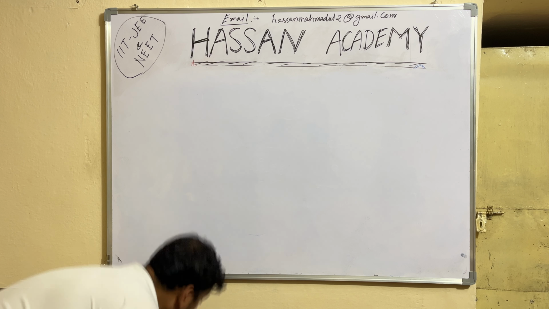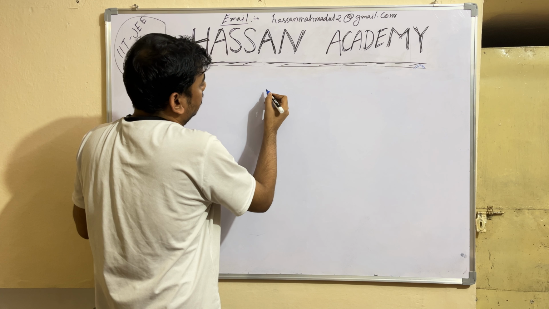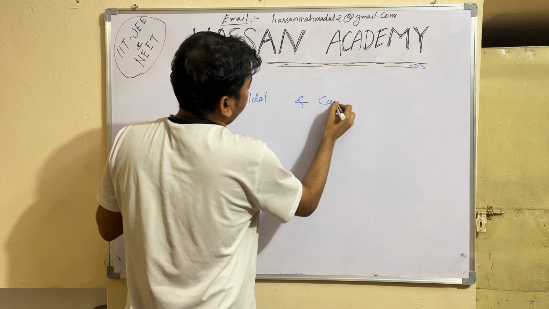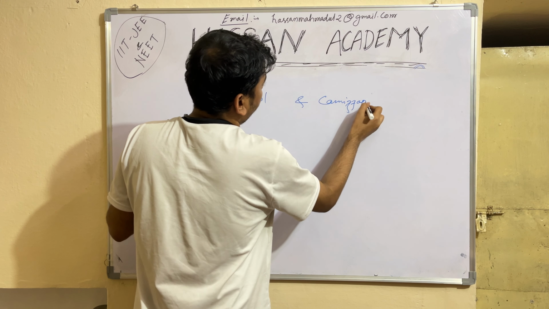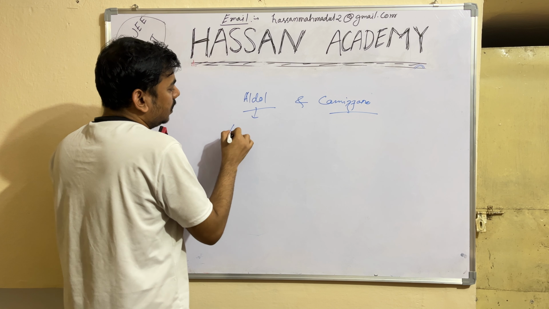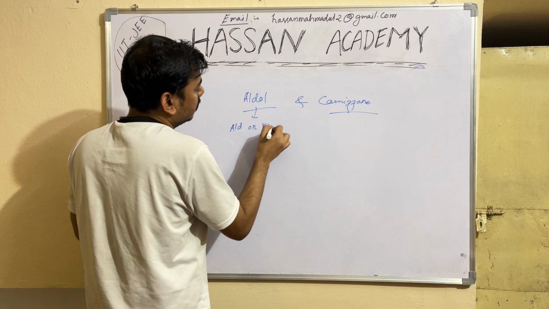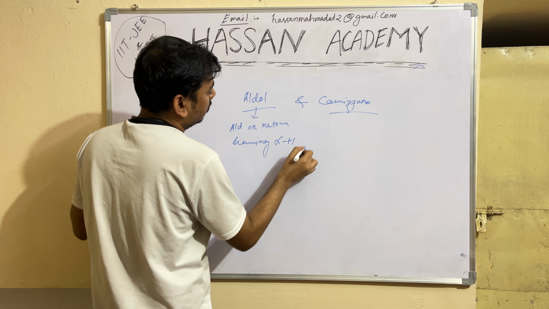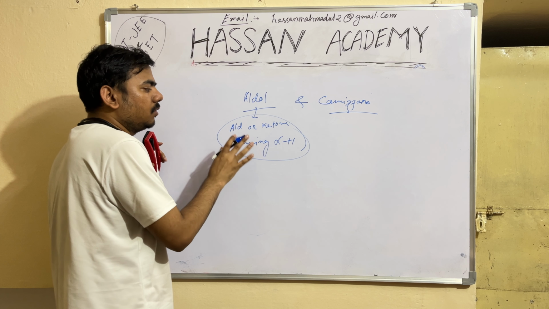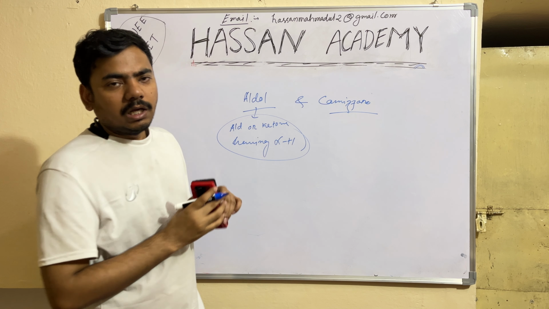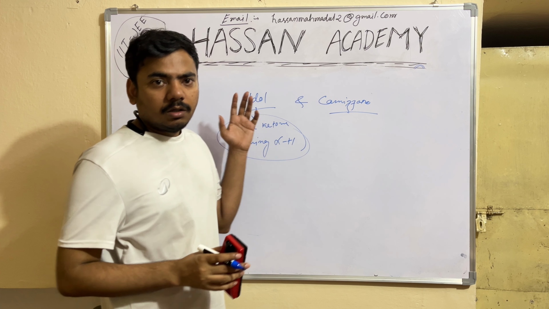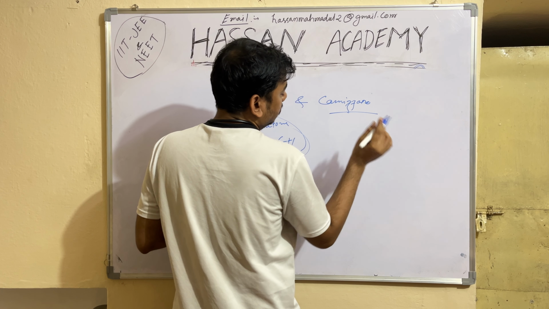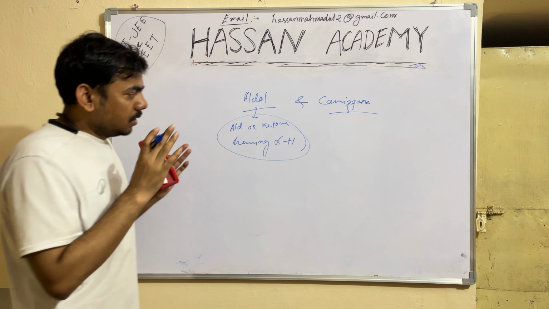First of all, you should understand one thing: aldol and Cannizzaro. What we know in basic sense is that aldehyde or ketone having alpha hydrogen have to react with dilute NaOH, then we get the aldol product. If we want the condensation product, at last we need to give heat, then we will get the condensation product, alpha beta unsaturated aldehyde or ketone.